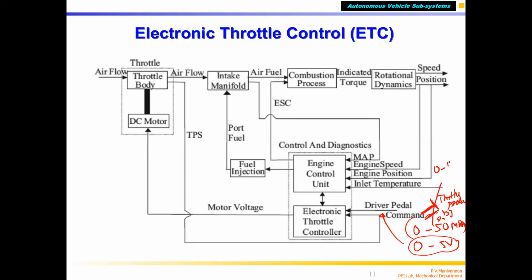0 means 0 to 10% throttle, correct. That's what a mechanical driver is doing. But please note that in electronic throttle, the mechanical linkage is not there. Instead of that, there's a sensor which measures how much the driver is pressing. So that is given as input command, correct, driver pedal command.